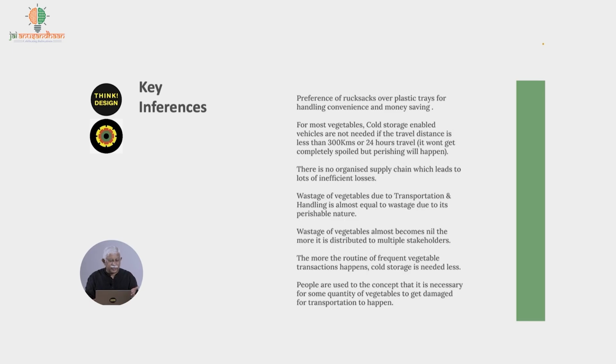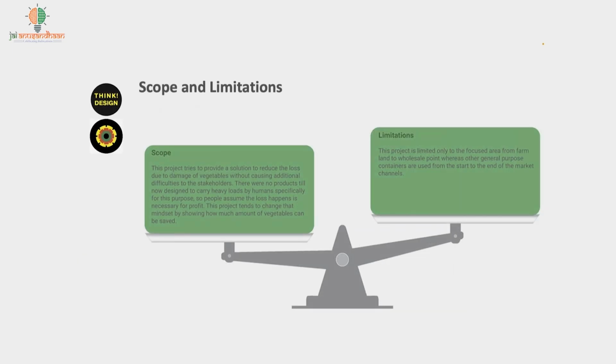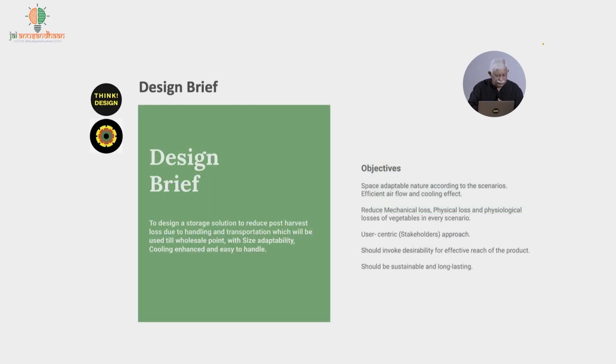So these were the key inferences from both the primary study as well as the secondary study in the field. And we came to what is the scope and limitations of this project. If you look at the scope, there were a lot of interventions one could do to actually preserve the vegetables. Limitations, because you still have to go with the existing system, that is the limitation. So with that, the design brief was done again.